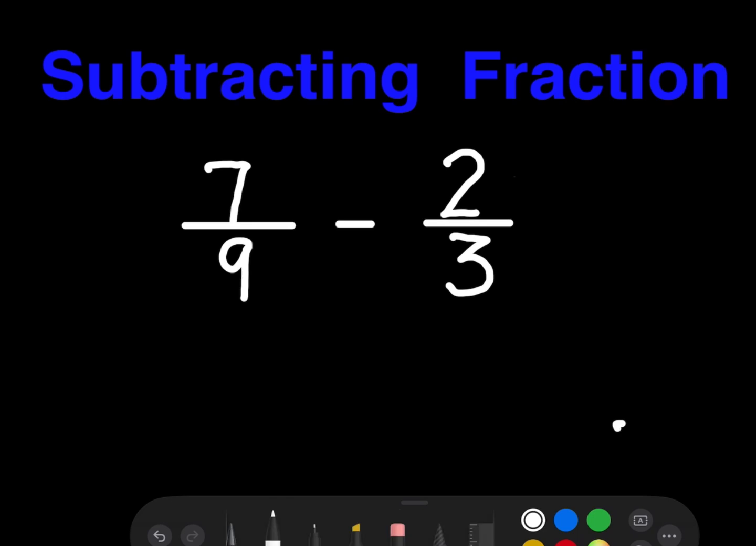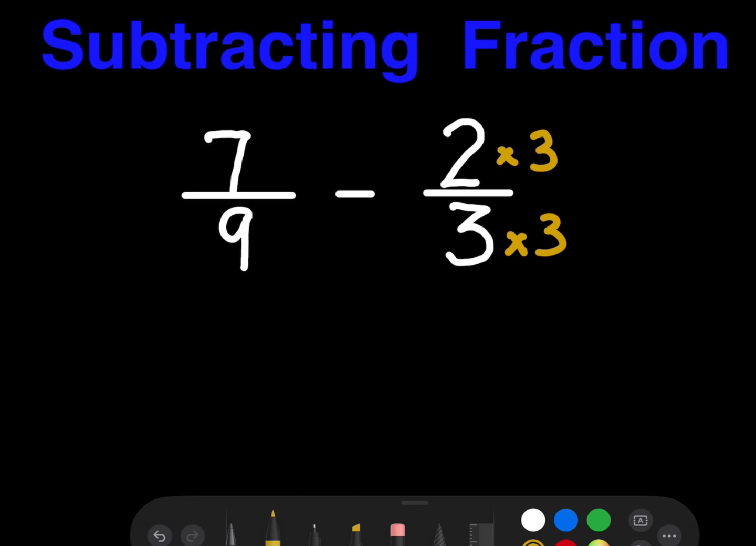Let's have another one. For example, if you have 7 over 9 minus 2 over 3. How will you make the denominator the same? How will you make 9 and 3 be the same? So first, multiply 2 over 3 by 3 to make it 9. Yeah? So both of them multiply by 3.